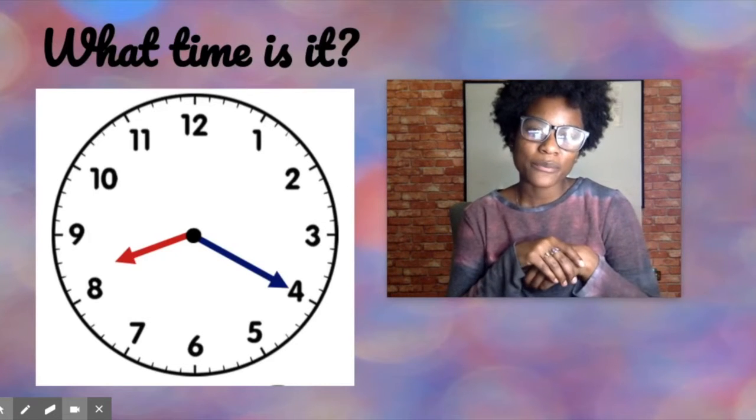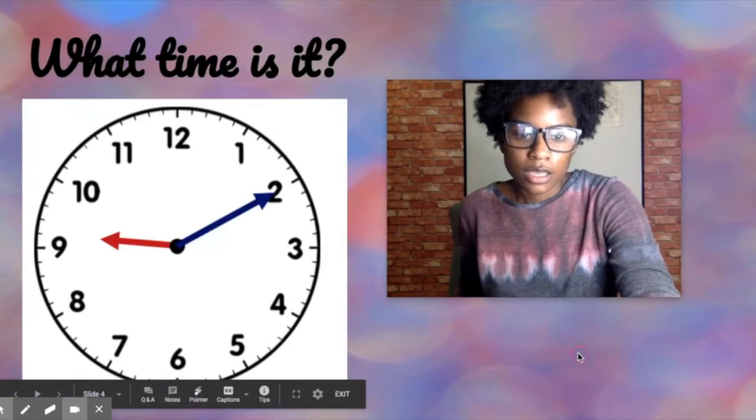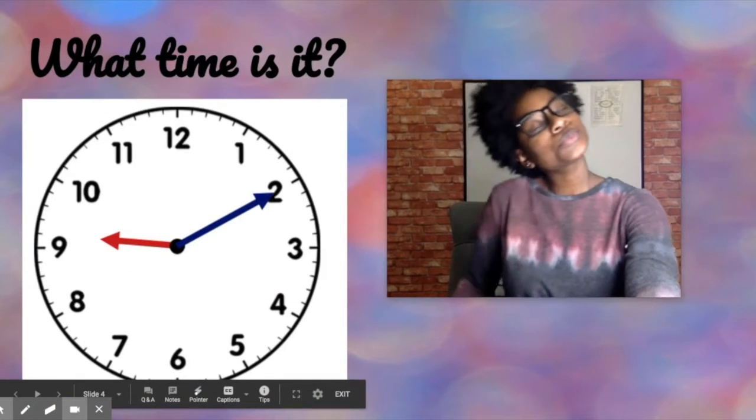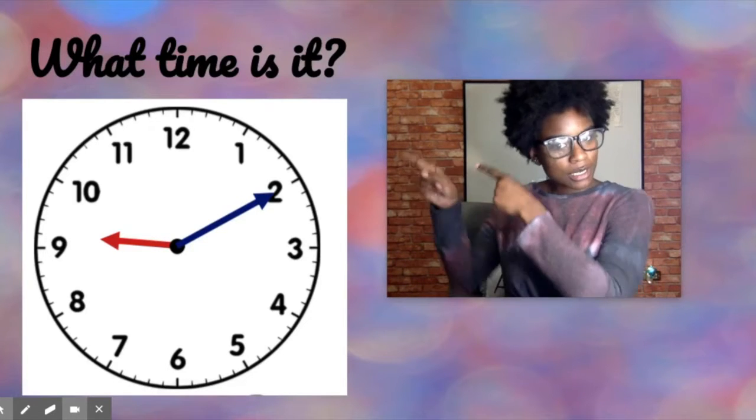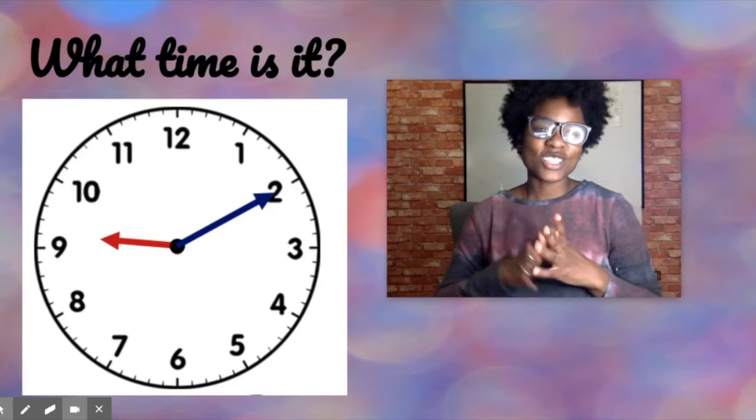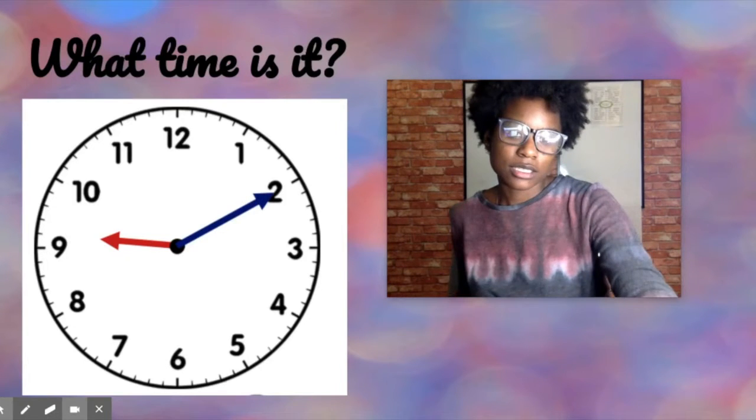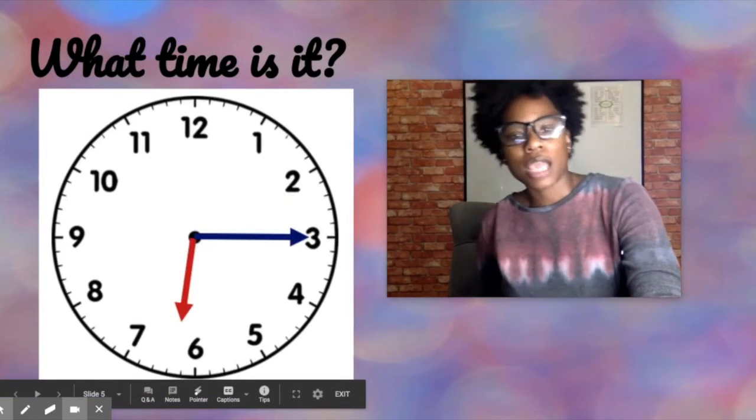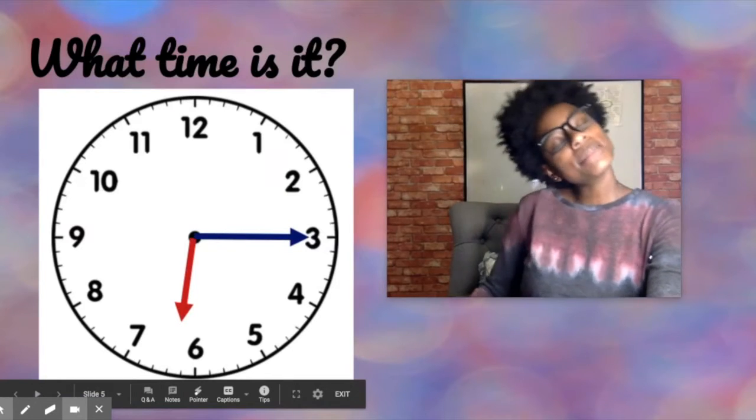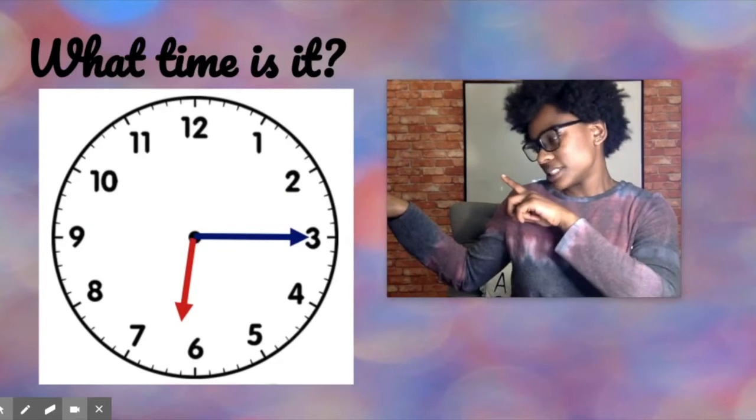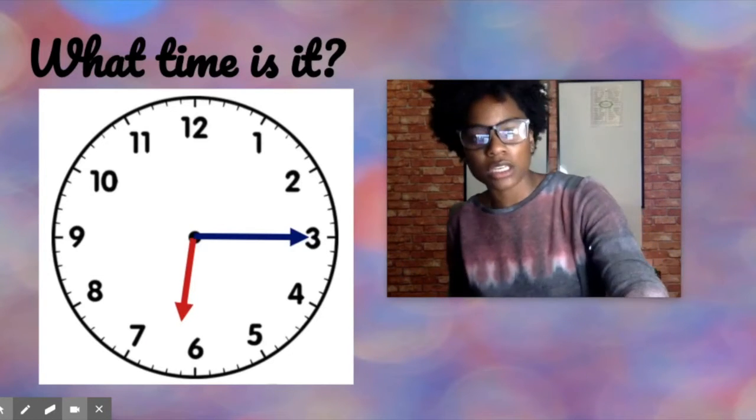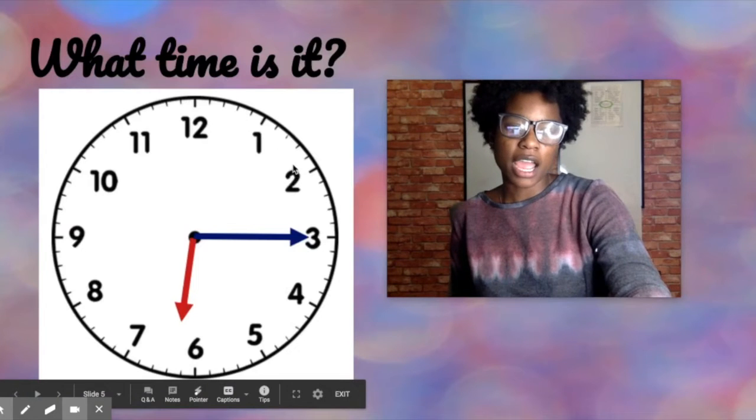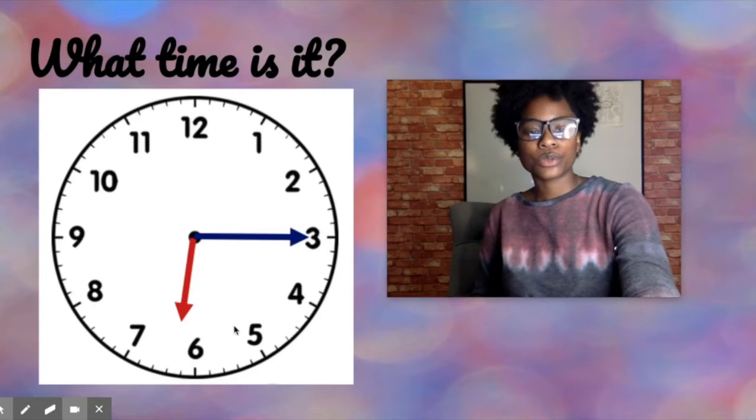8:20. Did you get 8:20? Okay, good. What time is it? 9:10. Did you get 9:10? Yes, 9:10. Next one, what time is it? 6:15. Yes, 6:15. Remember, friends, count by fives when you're counting for the minutes. 5, 10, 15. Boom.